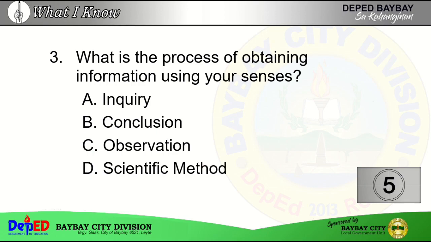Number 3. What is the process of obtaining information using your senses? A. Inquiry. B. Conclusion. C. Observation. D. Scientific method. The answer is letter C. Observation.